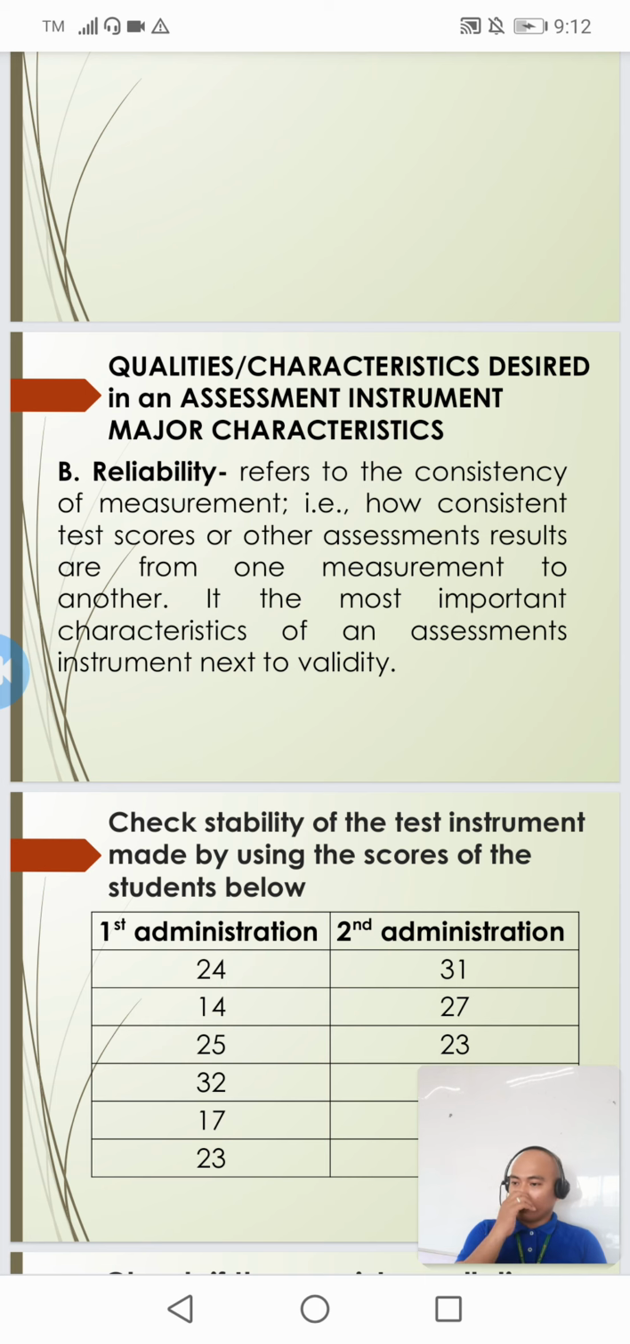So multiple raters. Tandaan ninyo, first is the test taker's temporary psychological or physical state, second is the environmental factor, third is the test form, and the fourth one is multiple raters. These are all possible reasons kung bakit nagkakaroon ng unstable or inconsistent results of learners' test results. Okay? So take note of that. So this is still on reliability.